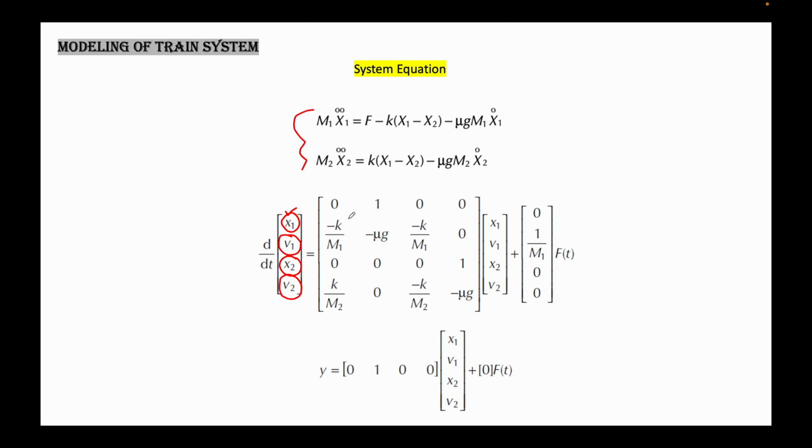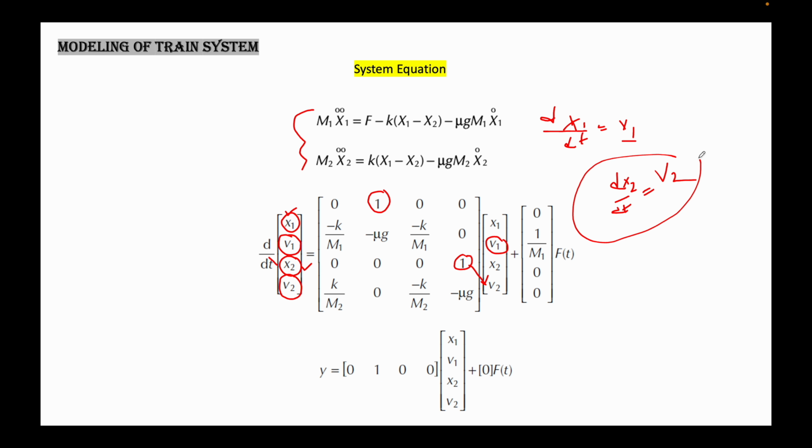And here we can correlate it like dx1 by dt equal to velocity, so you can multiply this with the second term and you will get the velocity. The same way you will get dx2 by dt equal to, so these are the equations which are representing the individual lines here. So this is the second line, this is the fourth line, this is the first line, and this is the third line. So 1, 2, 3 and 4.